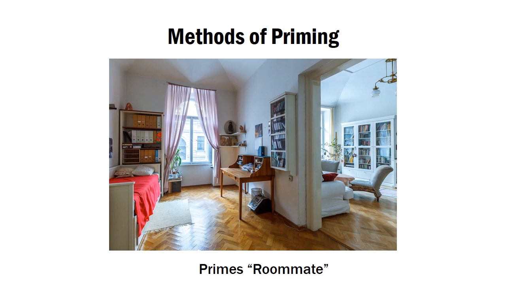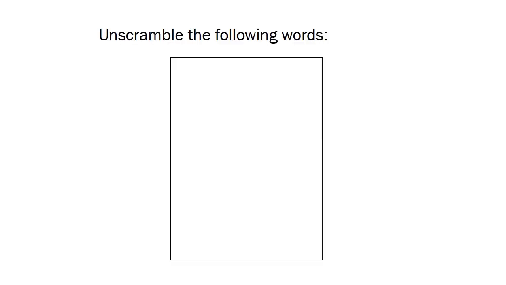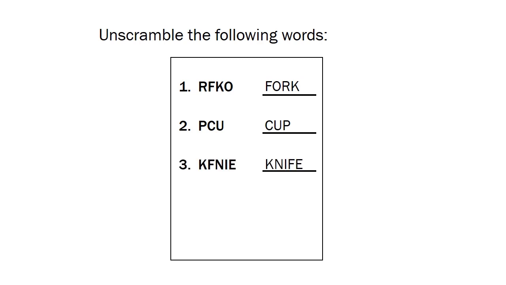Here's another example of priming, and just kind of go with this for the moment. Just do this activity with me, and we'll see where it takes us. I'm going to ask you to unscramble the following words. What would these letters unscramble to create? Fork, very nice job. What would these unscramble to? Cup, pretty easy. This one, knife. This one, spoon, very good. This one, plate, not bad.